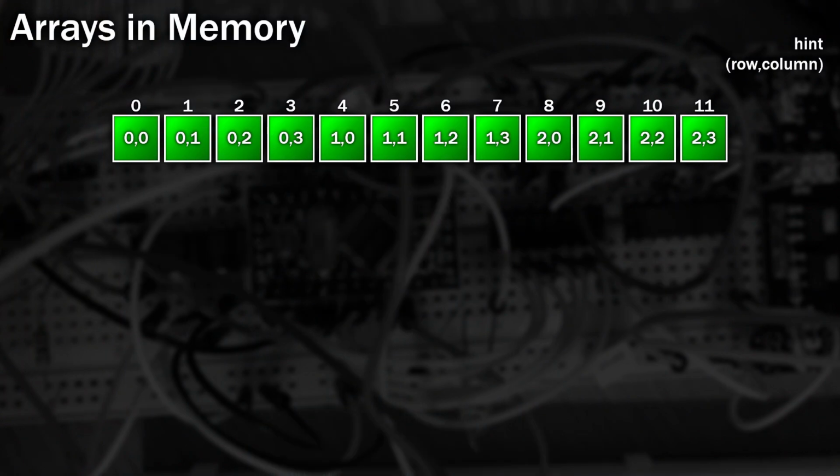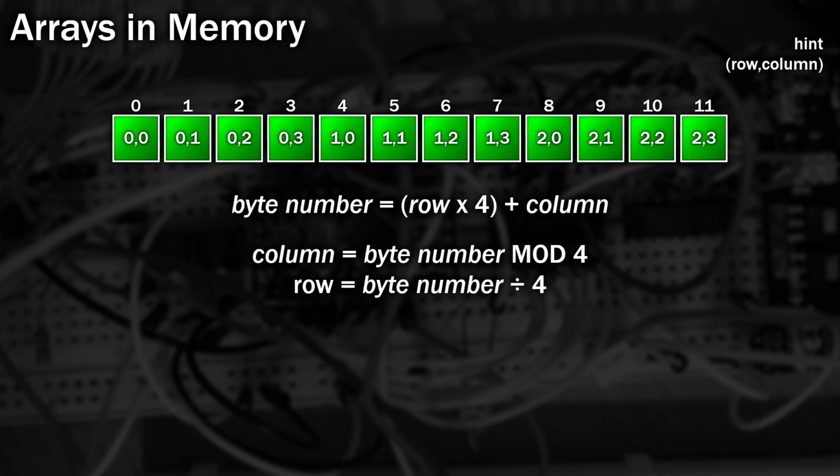So how do we know where a given array position is in memory? Well, that's really easy. We can simply use this formula. And if we want to reverse this, we can use these formulas. Now I know this seems a little bit more complex, but there's some shortcuts we can use to speed this up too. For example, say we wanted to read from row 1 column 2. Well, this gives us an offset of 6 bytes from the start of the memory bank.